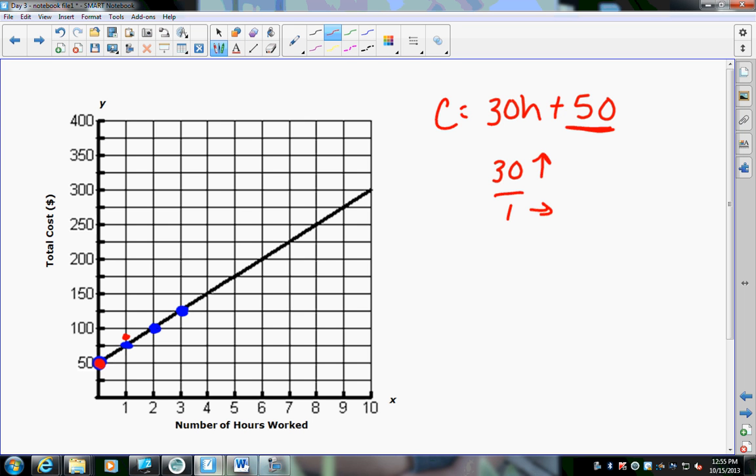Now, you can also make a table if you want to. 0 and 50, 1 and 80, 2 and 110, and you can graph these points by ordered pairs. But I'm going to keep going with my slope. I'm going to go up 30 and over 1. Up 30 and over 1.